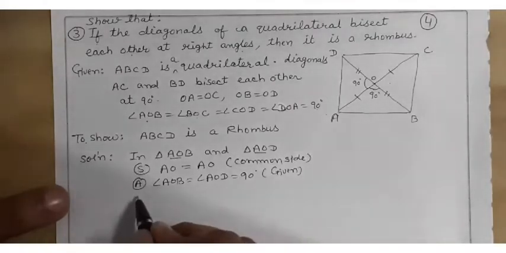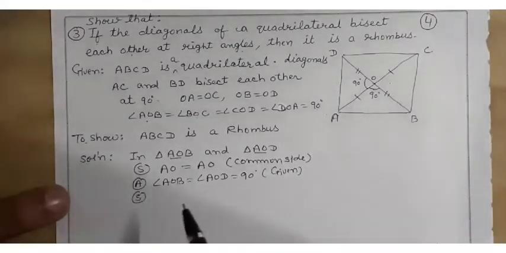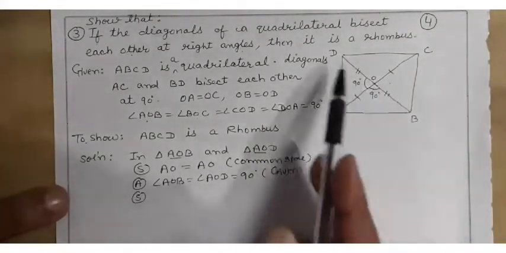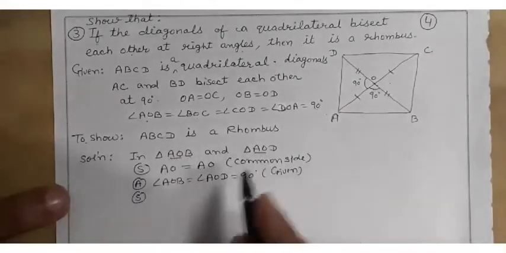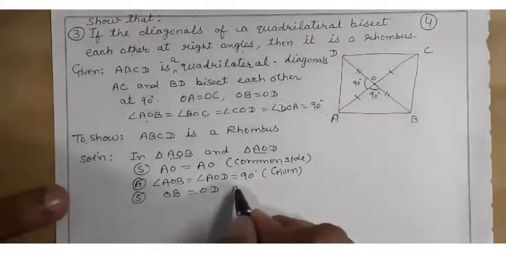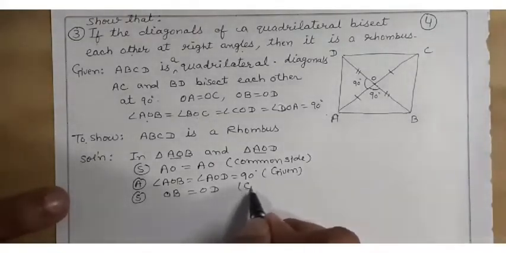And what is the third thing? One more, I have to take a side. Okay, so which side do I have to take? This is OB equal to OD. OB equal to OD. This is given.